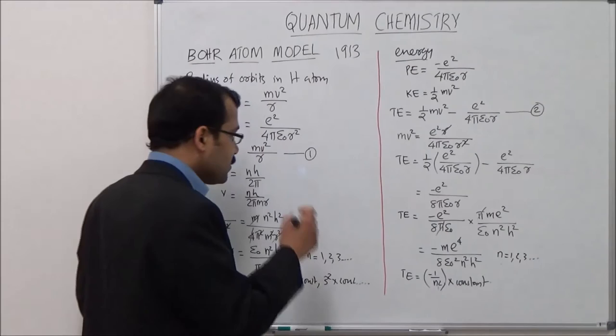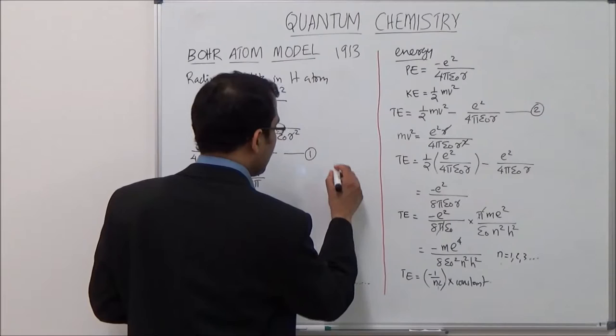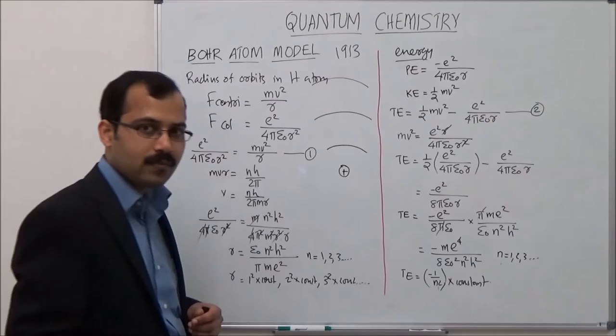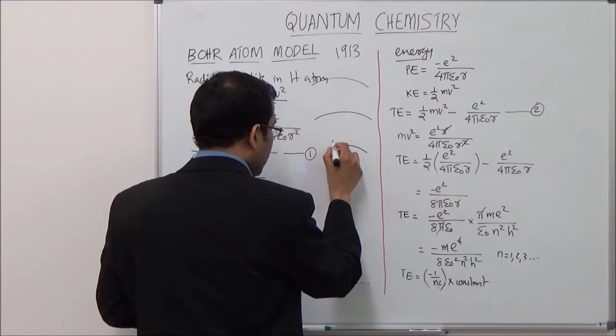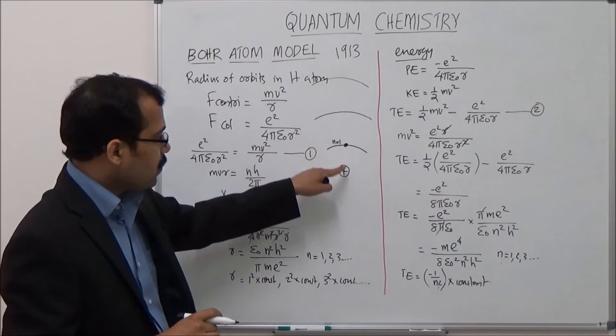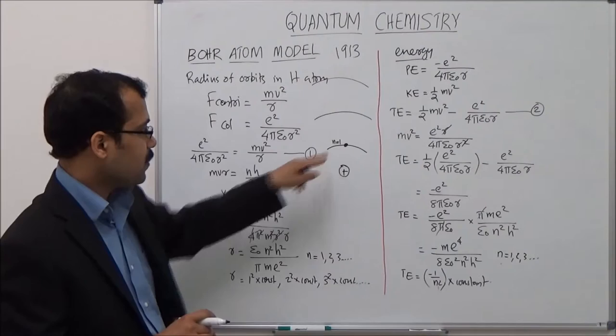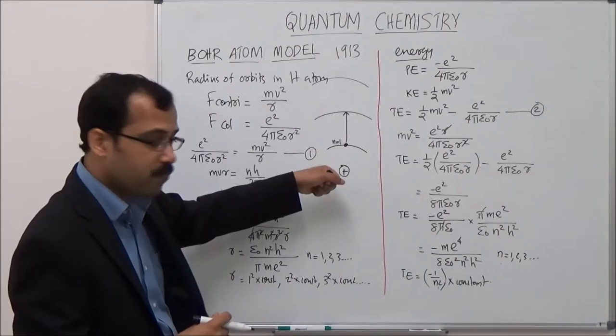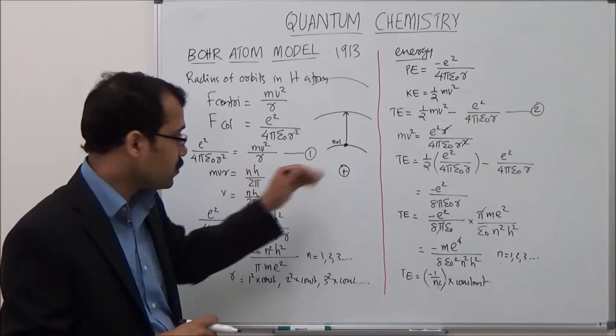If you have difficulty understanding this, you can consider that this is the nucleus and here is the first Bohr orbit. The second Bohr orbit is here, third one is here, and so on. We can consider an electron in the first Bohr orbit for n equal to 1. This electron is close to the nucleus, so it is in the attractive force of the nucleus. In order to take this electron from this orbit to this orbit, we need to supply energy. Then only this electron can be pulled from the vicinity of the nucleus to here. You have to supply energy because the nucleus is pulling the electron towards it.